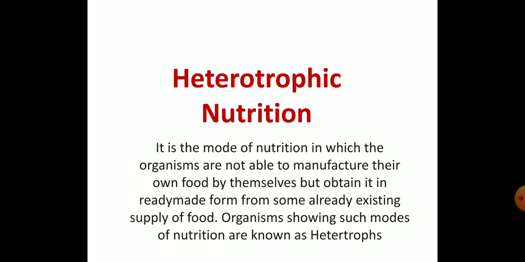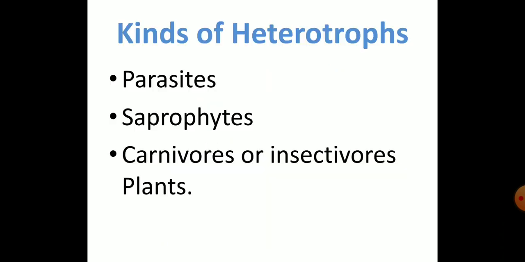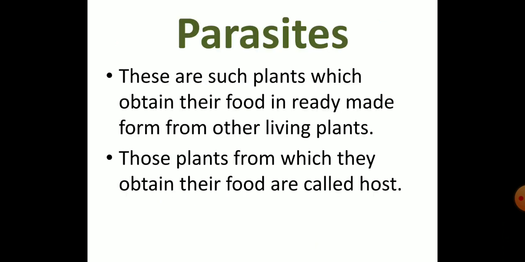So, in simple words, heterotrophic mode of nutrition is a mode of nutrition in which organisms will not be able to make their food and they have to be dependent on others for their food. And the organisms which show this type of nutrition are known as heterotrophs. Heterotrophs are of three kinds: parasites, saprophytes, and carnivorous or insectivorous plants. And in this video, we will learn about the parasites.